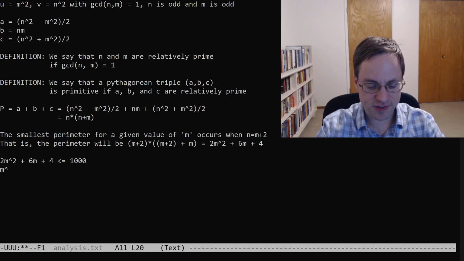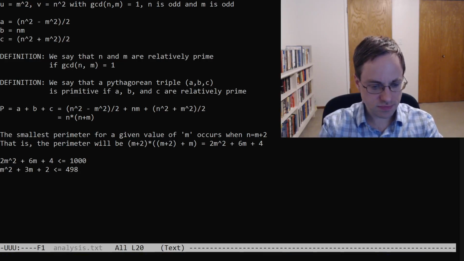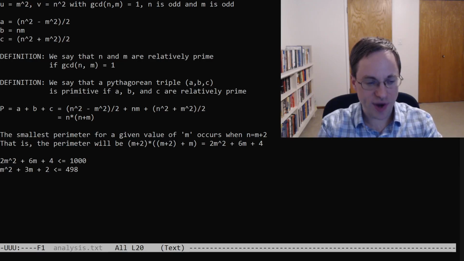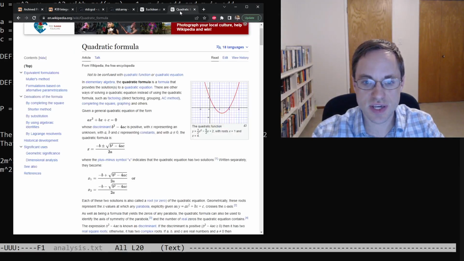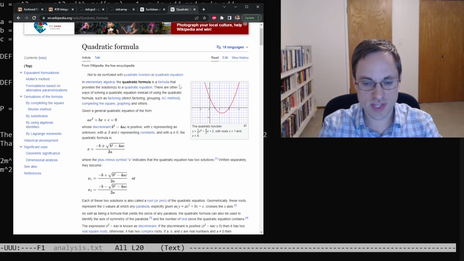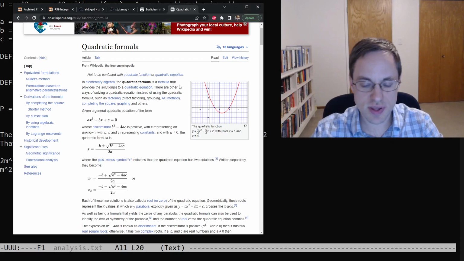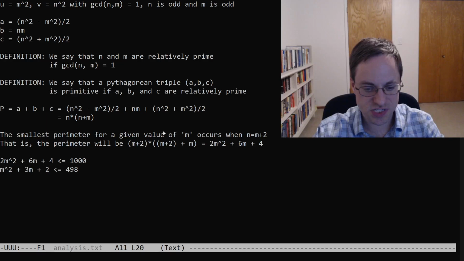And simplify slightly, and we get this expression here. Okay, so if we wanted to, we could pull out the old standby, which is the quadratic formula, to find the solution for this equation. But often I find it to be simpler just to do a little bit of guess and check.